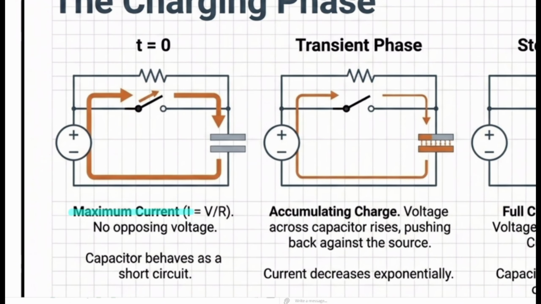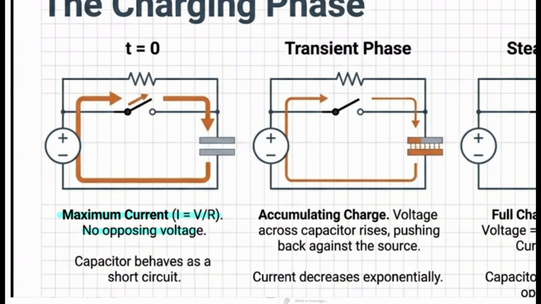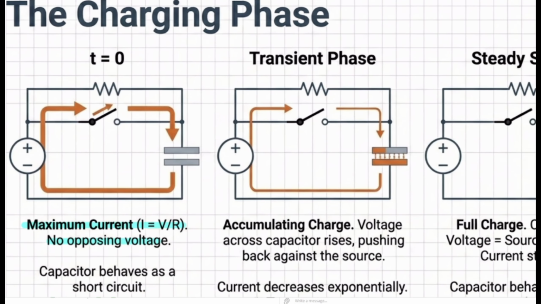Why is that? Because at this point, I don't have any voltage over my capacitor itself, and there is no positive or negative, no opposing voltage. So this guy is going to just act as a short circuit. And when we don't have any kind of opposing voltage, my capacitor is going to behave as a short circuit. Then we have another condition that we call the transient phase.